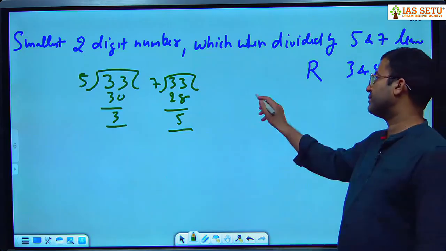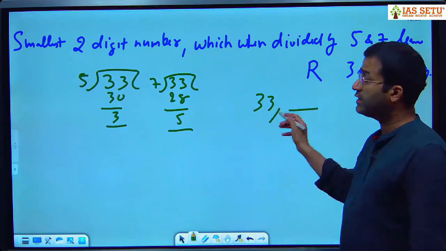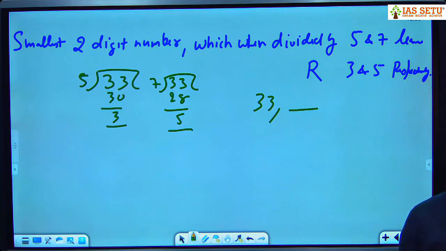Let me check your concept. 33, okay. Tell me what is the next number after 33 which satisfies the same question. मतलब 33 के बाद नेक्स्ट नंबर जिसको 5 से डिवाइड करेंगे तो रिमाइंडर 3 आएगा, 7 से डिवाइड करेंगे तो रिमाइंडर 5 आएगा. Yes, after 33, what is the next number? हाँ, 33 कहां से आया? I tell you.